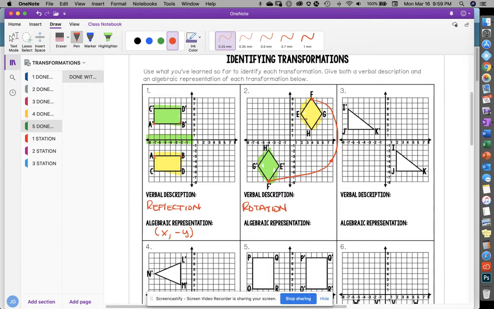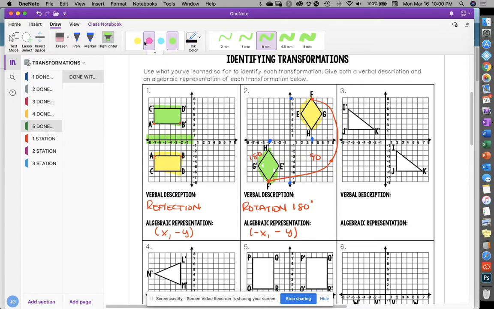Now, how many quadrants did I go through? So there's my 90, and then here would be my 180 going clockwise. So this is a rotation of 180 degrees clockwise. Now, you could say counterclockwise as well. It would be the same. So what does that mean when you do 180? That means you take the opposite x and the opposite y. So let's see, I'm going to show you that real quick here. My F is at positive 4, positive 8. Now over here, it's at negative 4, negative 8. So yes, that does represent that rule.